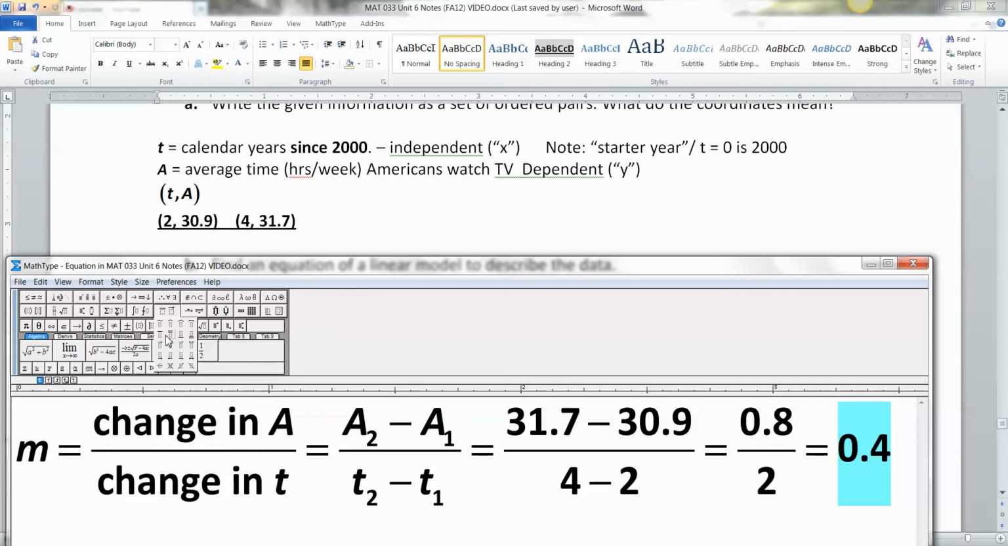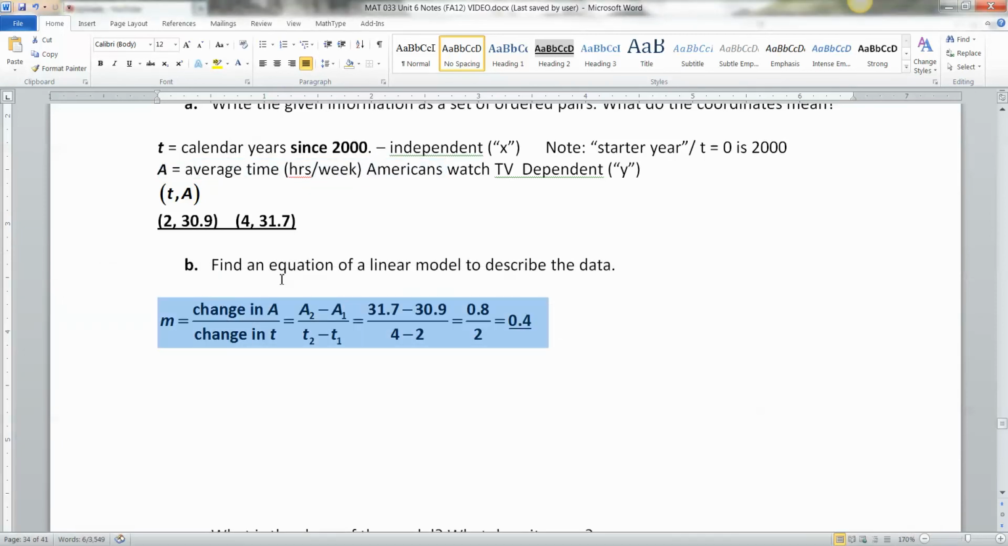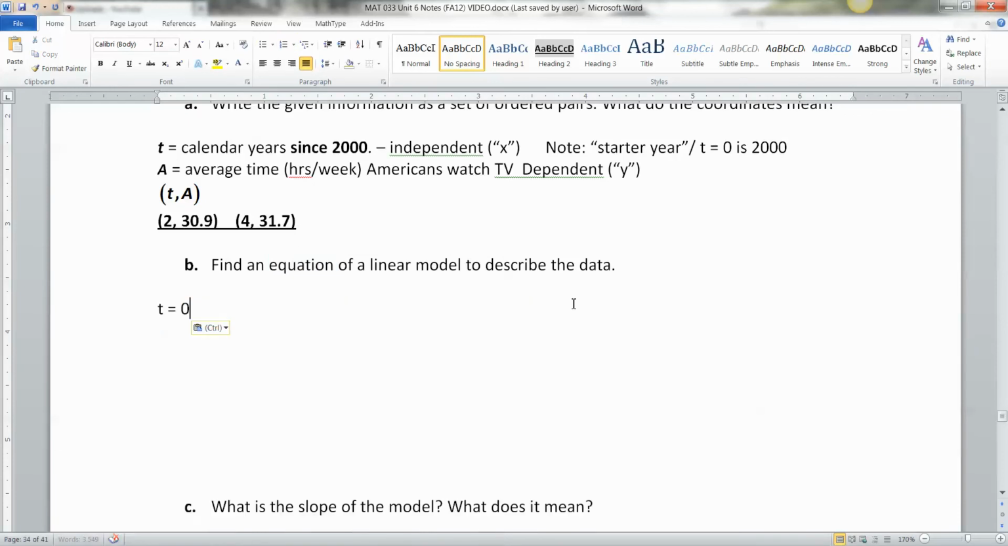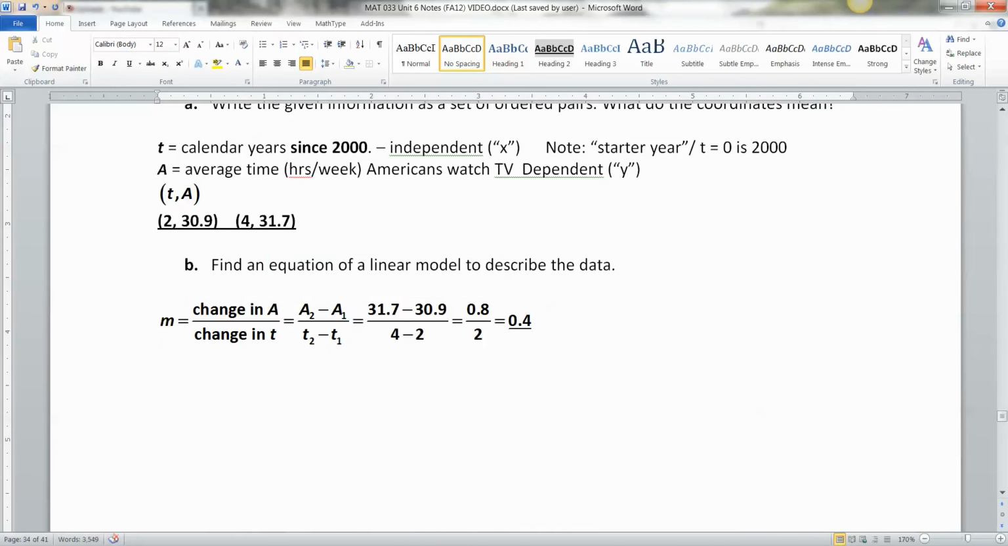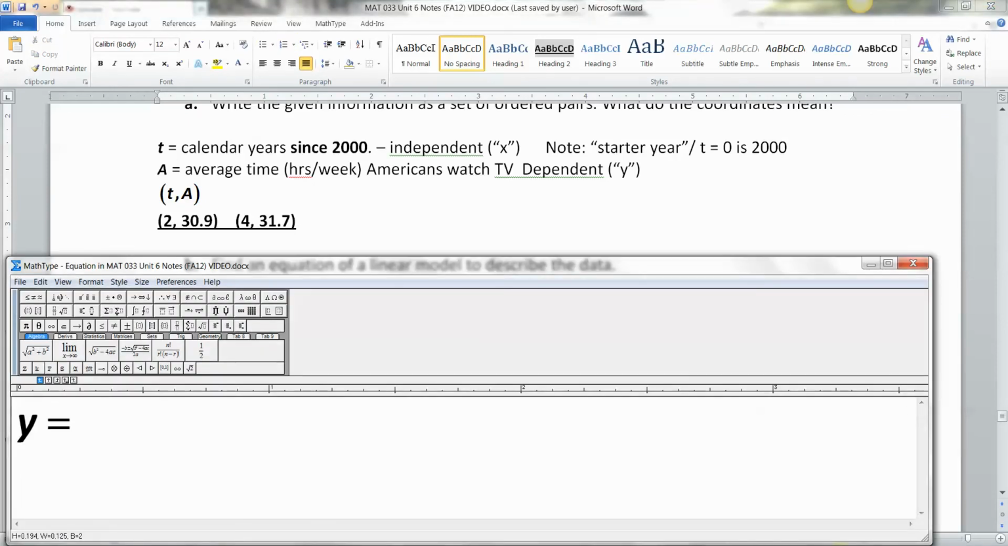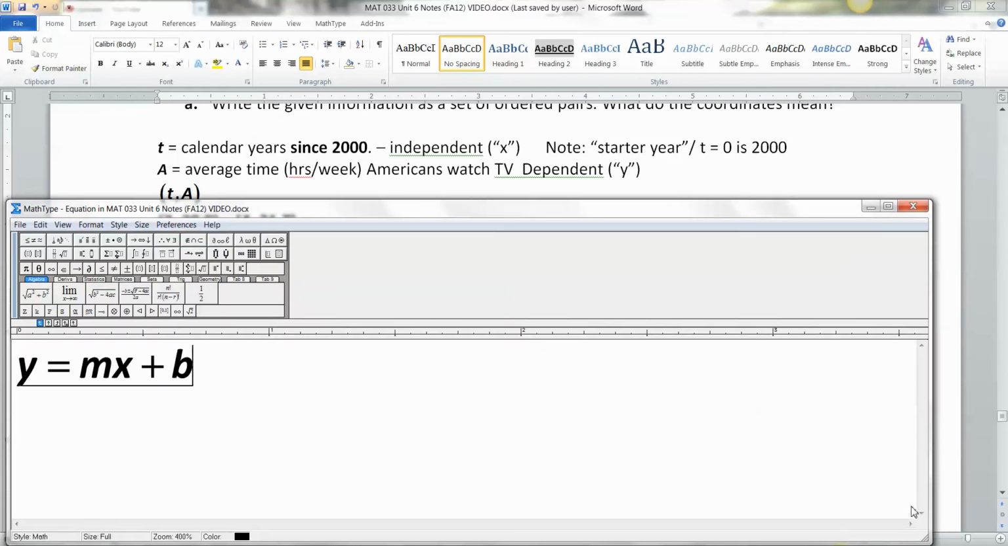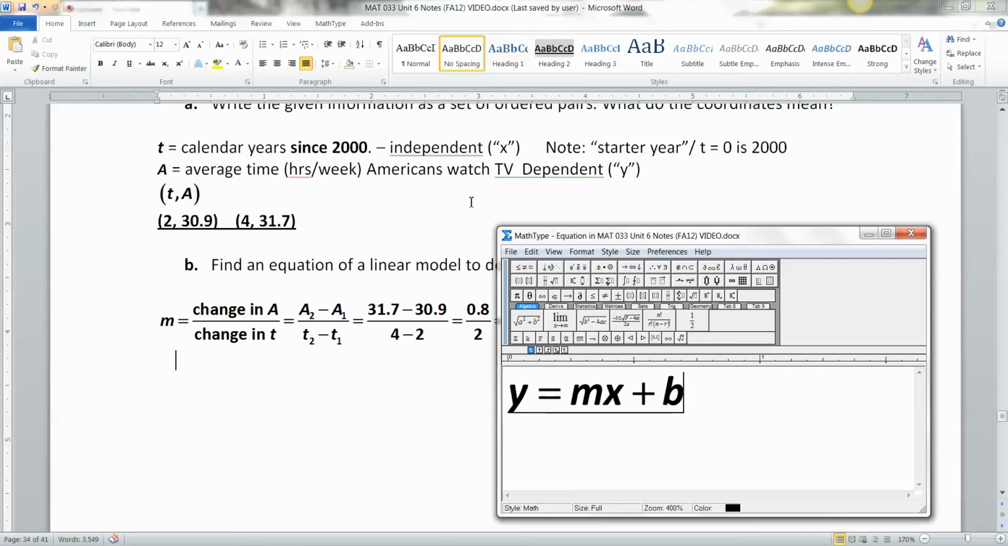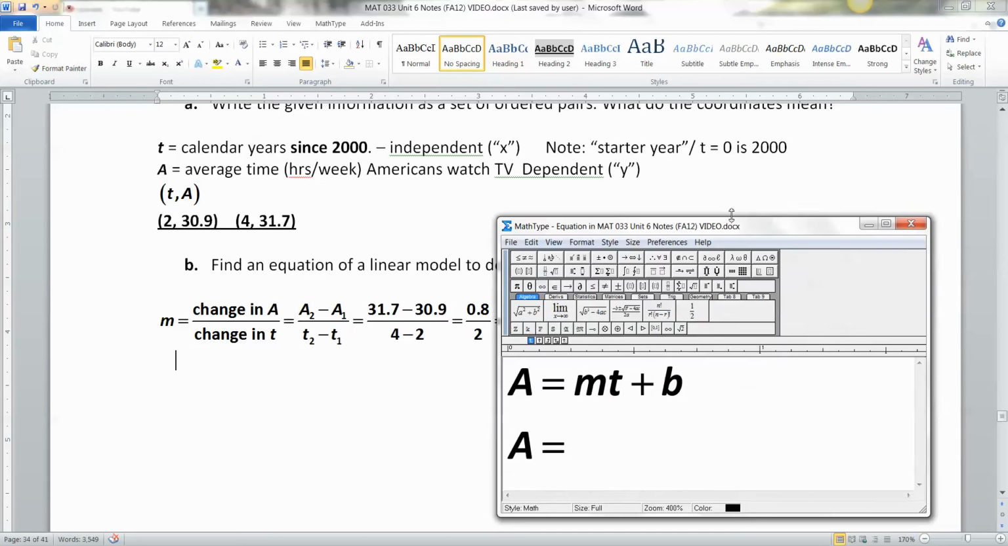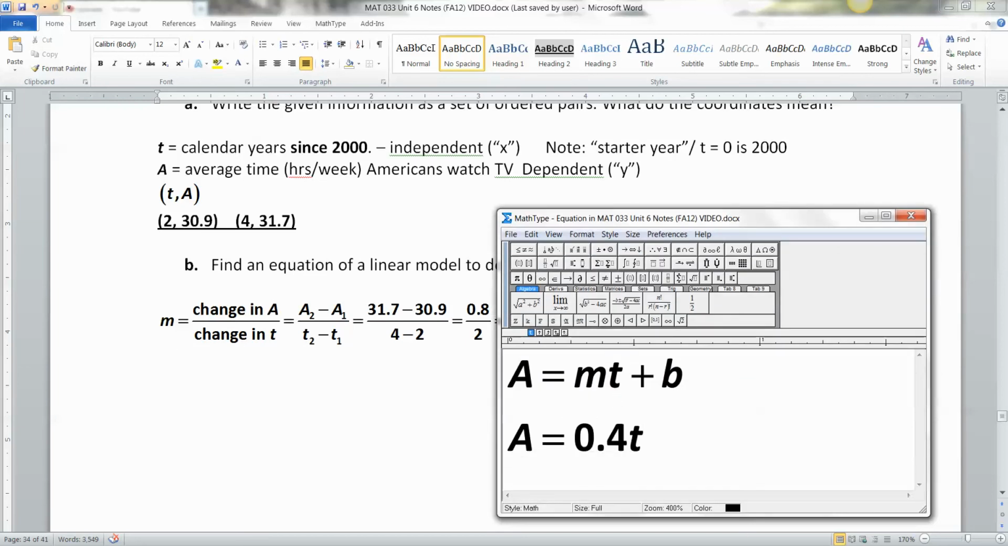Now that's not all we need. We need more than just the slope, but that's a good start. So we want to find the equation. We've only found the slope part of it. So now we need to find y equals mx plus b, except it's not y and x, right? Our variables we set up in part A are a is the y variable, t is the x variable. So it's a equals mt plus b. We found the slope to be 0.4, so 0.4 t plus b.